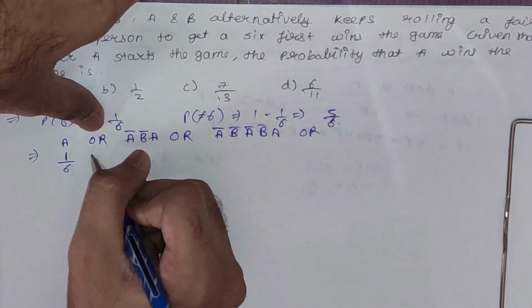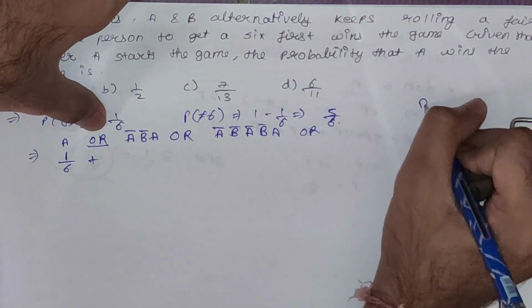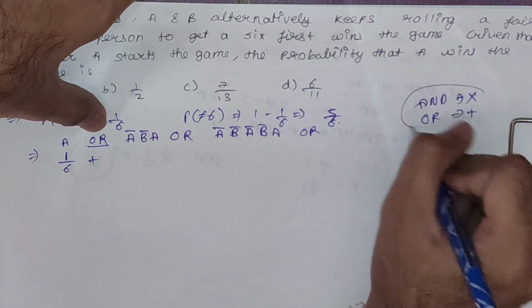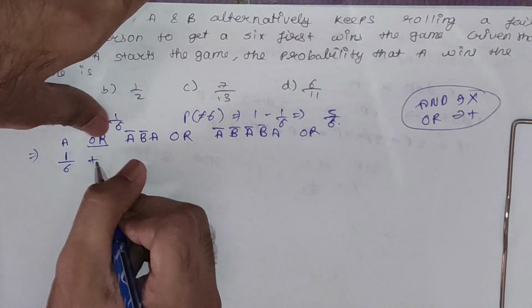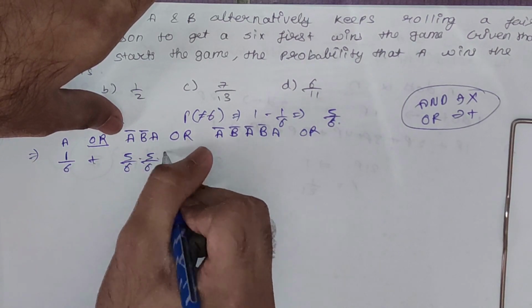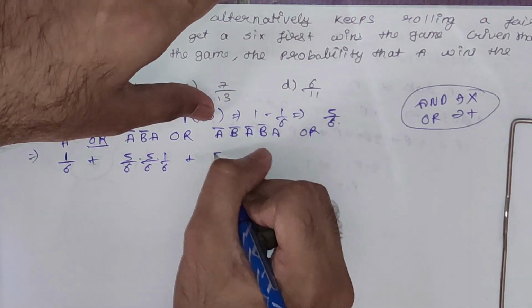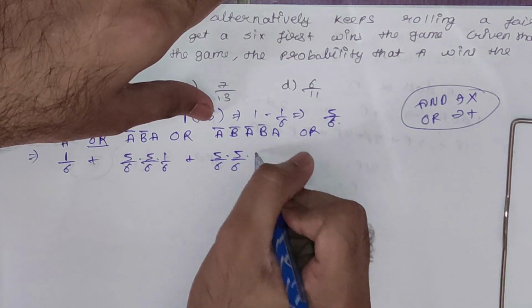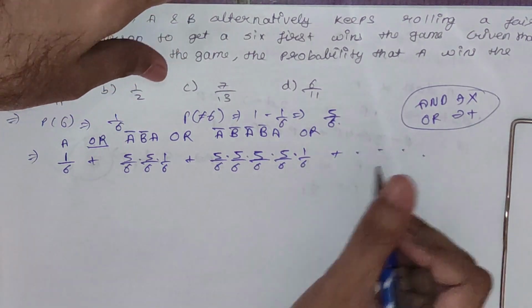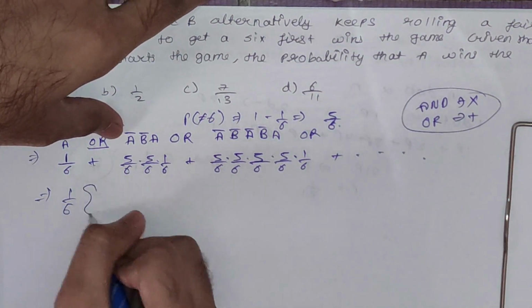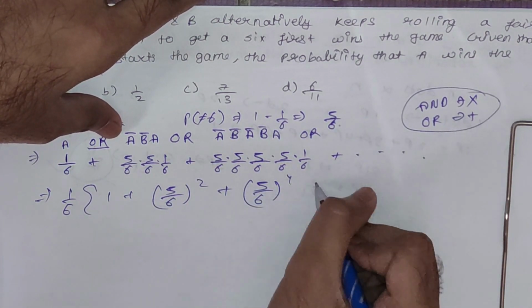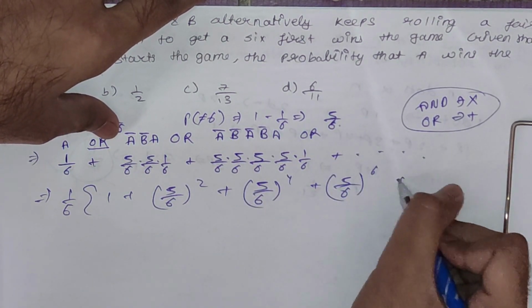So we write 'and' as multiply, and 'or' as plus, for probability. So 1 by 6, plus 5 by 6 into 5 by 6 into 1 by 6, plus 5 by 6, 5 by 6, 5 by 6, 5 by 6 into 1 by 6, plus so on. We can write it as 1 by 6 times 1 plus (5 by 6) square plus (5 by 6) to the 4 plus (5 by 6) to the 6, and so on.